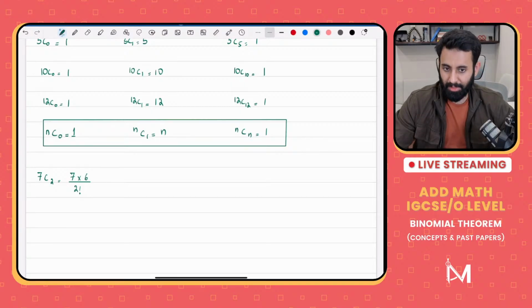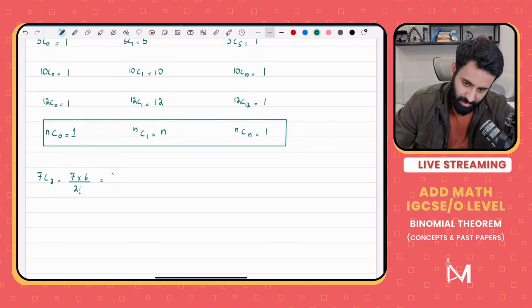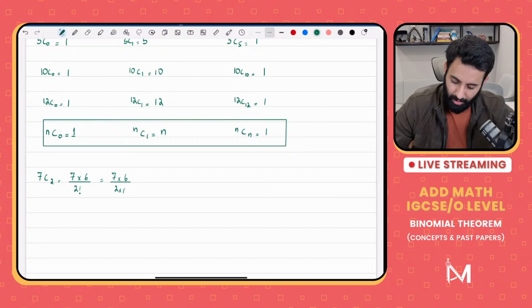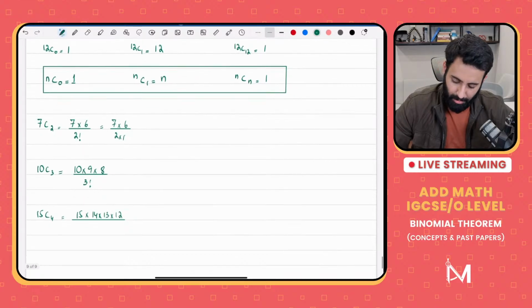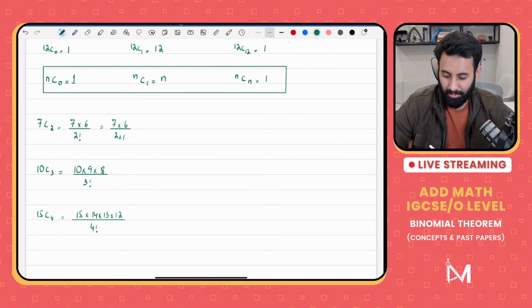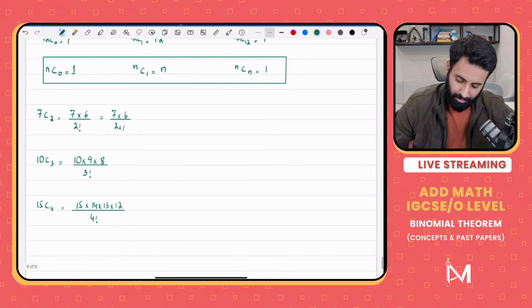So 7C2 is 7 into 6 divided by 2 factorial, which means 7 into 6 upon 2 into 1. Okay, and then if we have, for example, 10C3, that's going to be 10 into 9 into 8 divided by 3 factorial. If let's say we have 15C4, that's going to be 15 into 14 into 13 into 12. Pick up a pattern, okay? That's going to be 15 into 14 into 13 into 12 divided by 4 factorial.